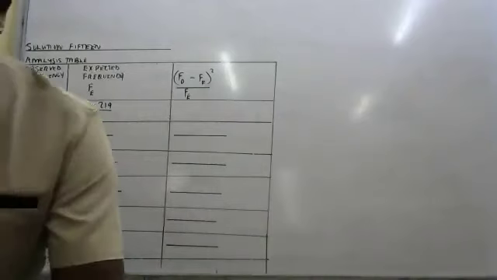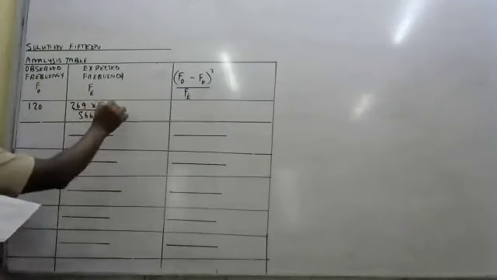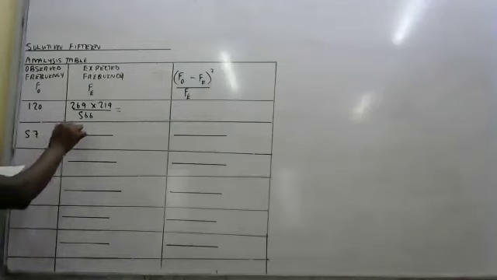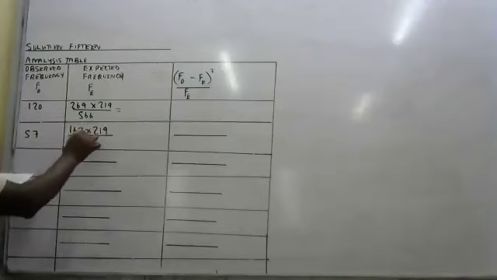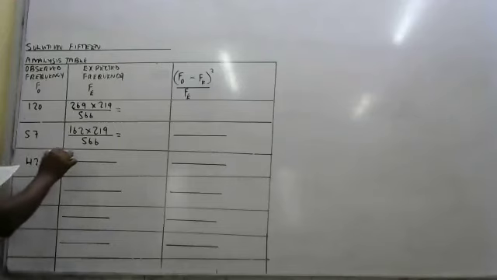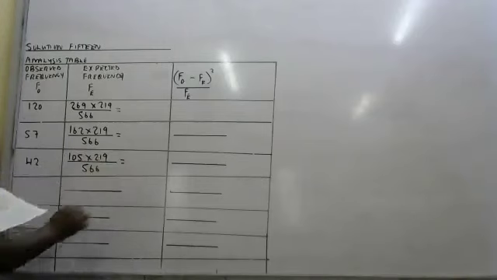So what we are saying, hapa, so that one I'll get there. Then I go to 57. When I'm at 57, this is 162 times 219. You divide by 566. When I go to 42, it is 105 times 219. You divide by 566.